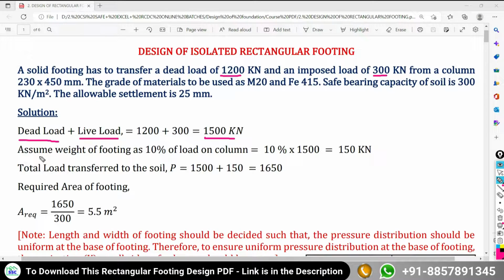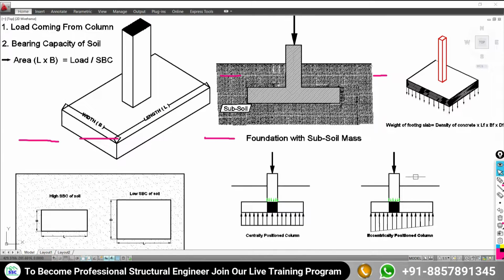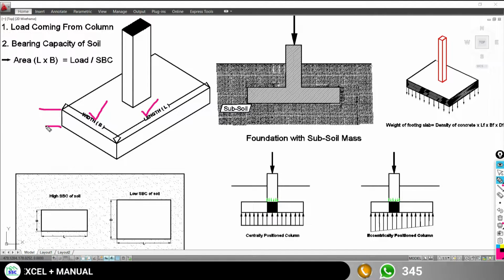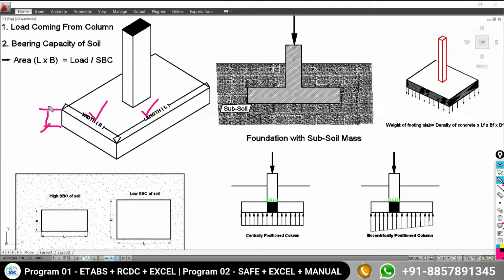Now the second thing is, assuming the weight of the footing as 10% of the load on the column. Why is it needed to consider the self weight of the footing? Try to understand that. Here we need to design the footing, and only after the design of the footing will you get the length of the footing, the width of the footing, and the depth of the footing. These three dimensions you will get after the complete design of the footing.